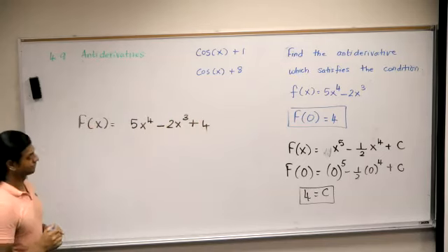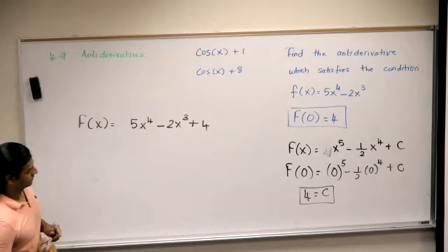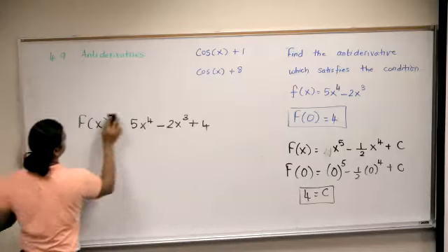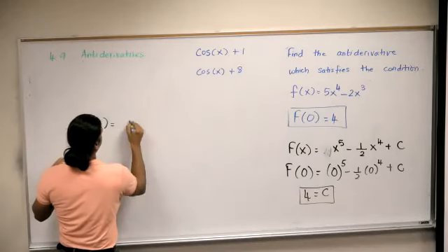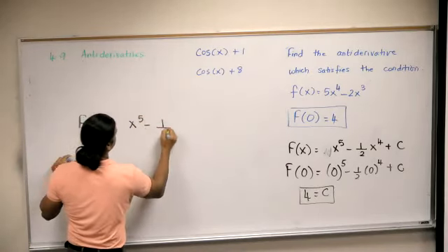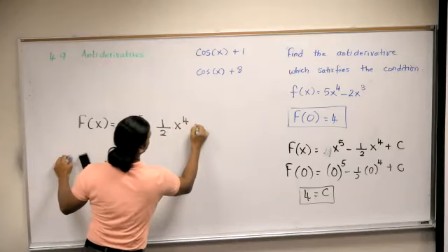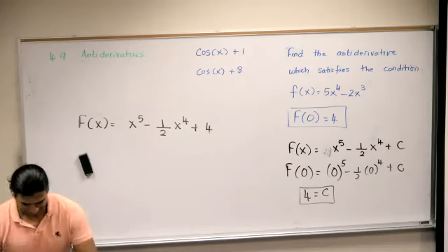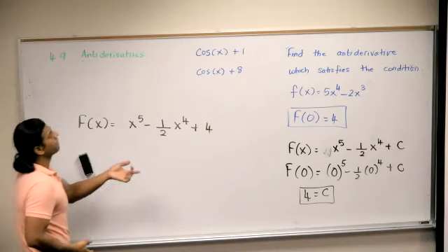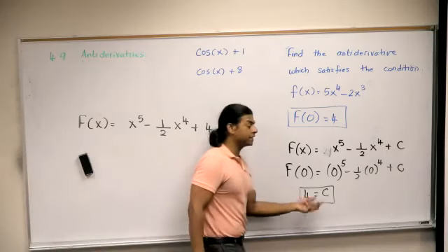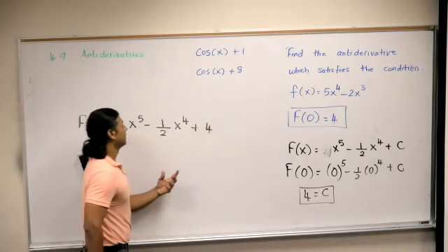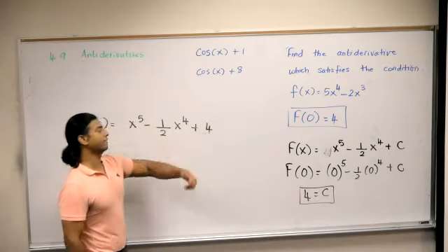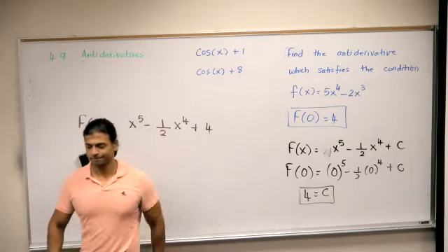Wait, you wrote the original equation, the derivative. I'm confused. The antiderivative is x raised to 5 minus 1/2 x raised to 4 plus 4. Not too exciting. So we can come up with a unique function if I have a condition such as that.